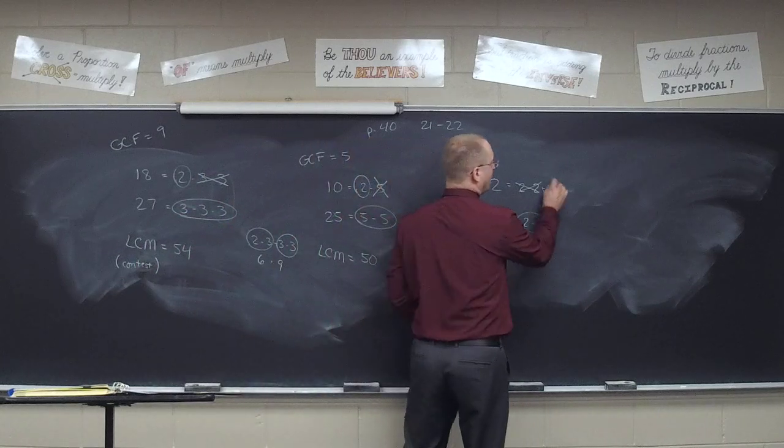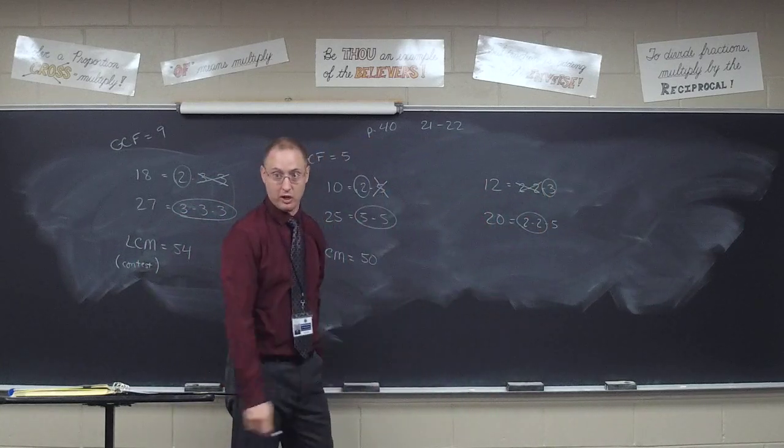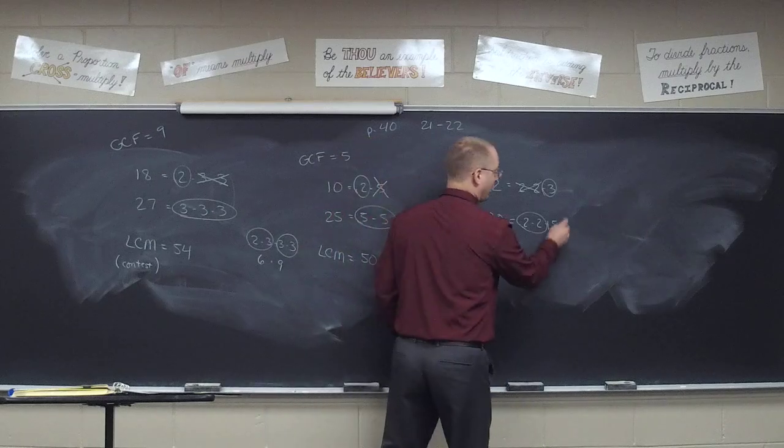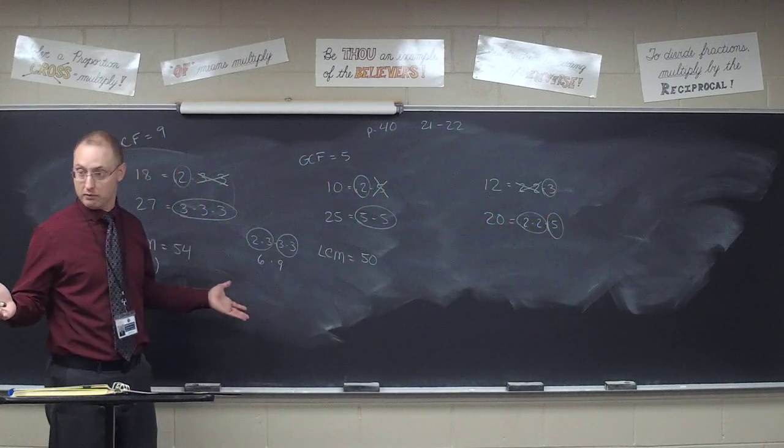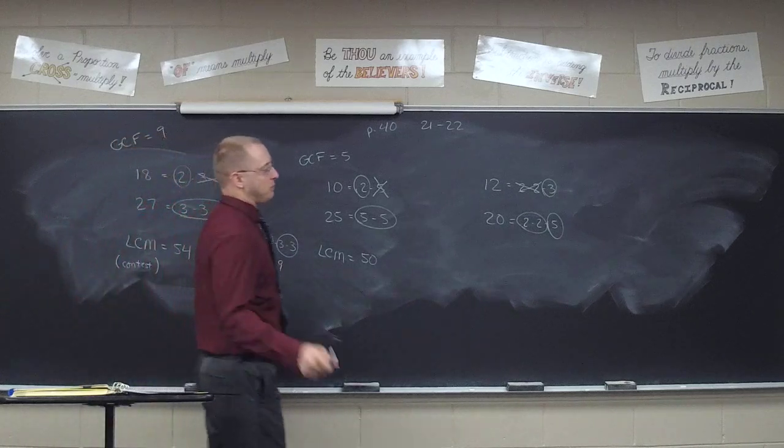Now, we know the 3 is a clear winner, right? That's an easy one, okay? And now the 5, that's a clear winner as well. But in case of a tie, just pick a winner. Make sense? And then we're going to multiply all our winners.